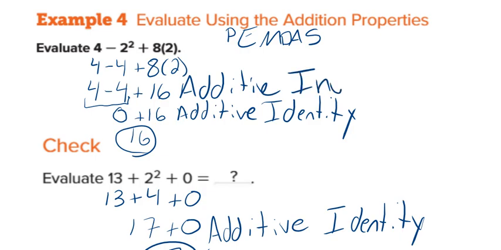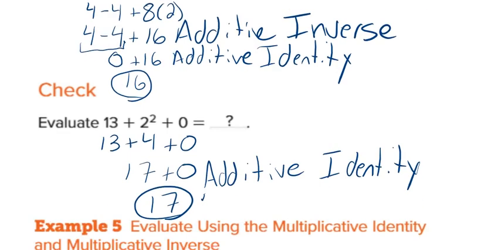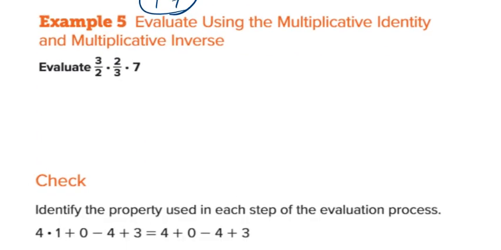Now, I will say back up here, when we did that 4 minus 4, that was the additive inverse. So in that problem, we actually used both of them. So you could have problems in your assignment where it asks you to identify where the additive inverse happens, where the additive identity happens. So the 4 minus 4 getting us 0 is additive inverse, where when I actually add 0, it's additive identity.